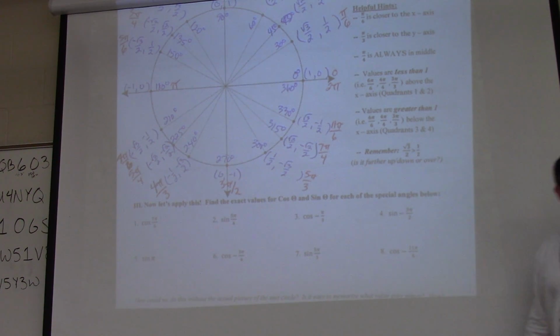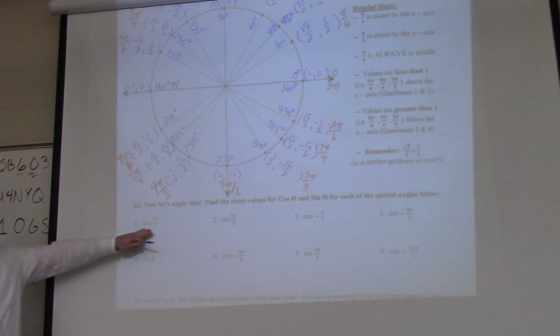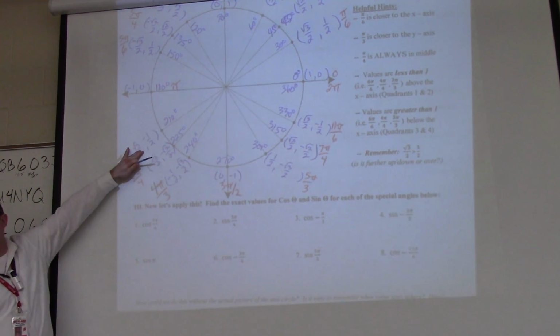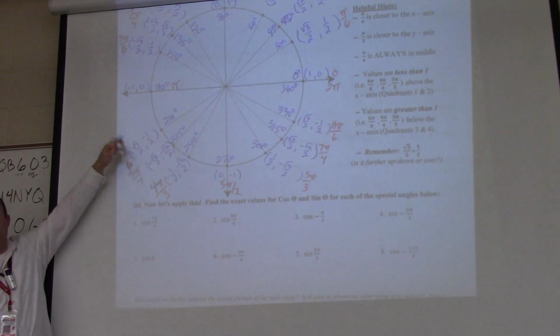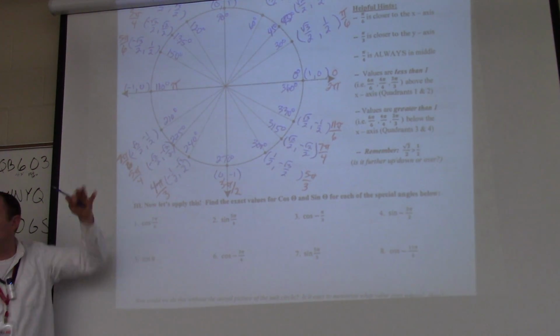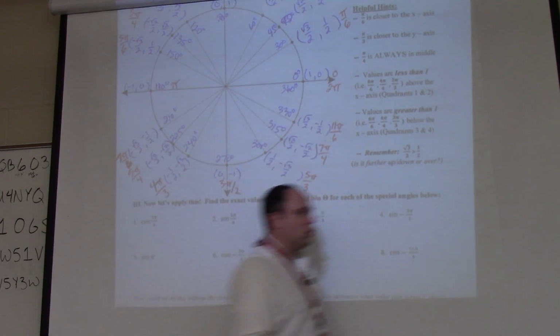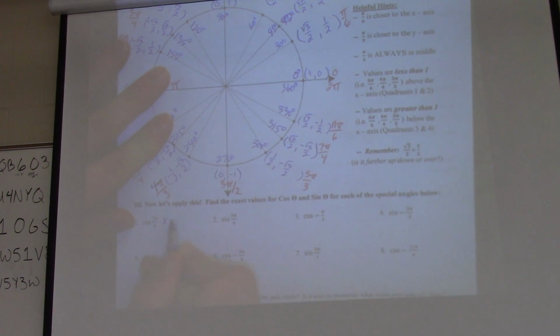Sorry. Why is it negative square root of 3 over 2? Because the cosine of 7 pi over 6 is just the x value of 7 pi over 6. Right? We've done this with the 90s. We haven't done it with the other points. But cosine is still just the x values, and sine is still just the y values. Okay? So the cosine of 7 pi over 6 just means x value at 7 pi over 6, which is negative square root of 3 over 2.